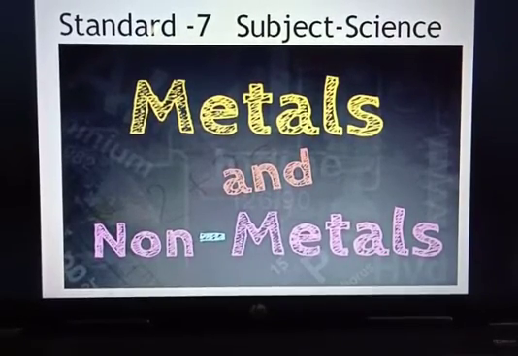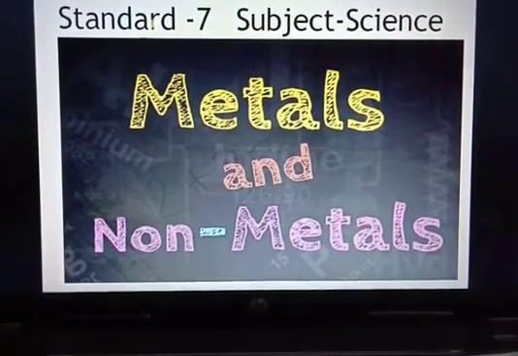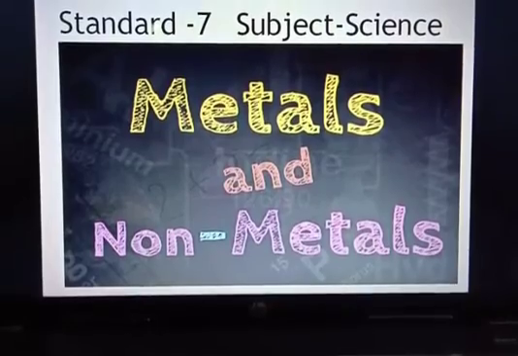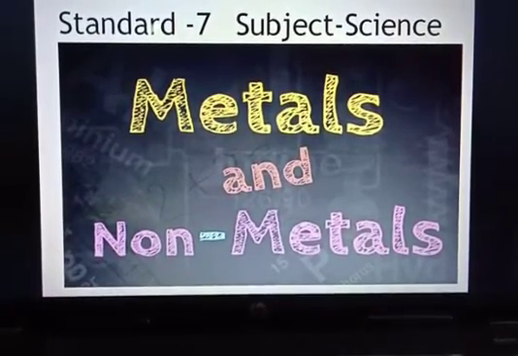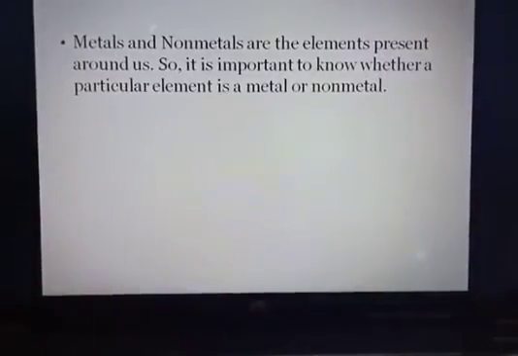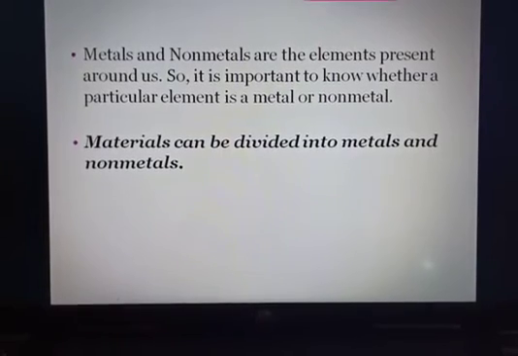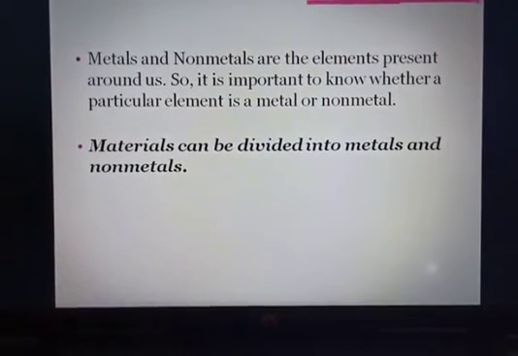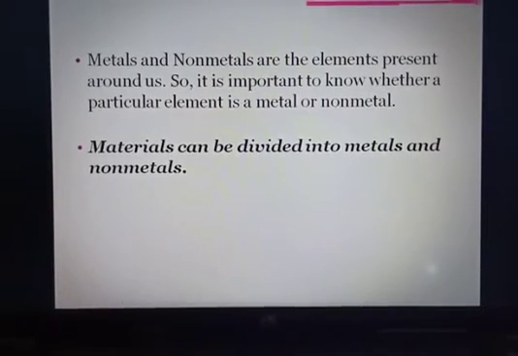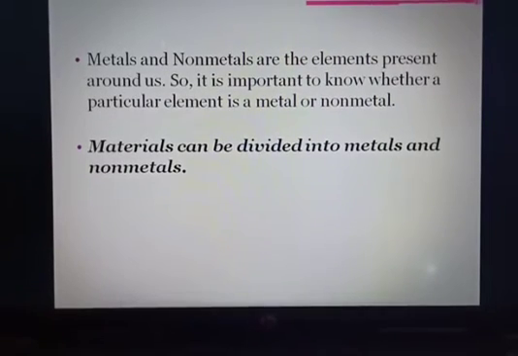Children, today we are going to discuss another interesting chapter, that is metals and non-metals. So you must have all heard the term metals and non-metals. So we will see what it is. Metals and non-metals are the elements present around us. So it is important to know whether a particular element is a metal or a non-metal. These materials or elements can be divided into metals and non-metals.